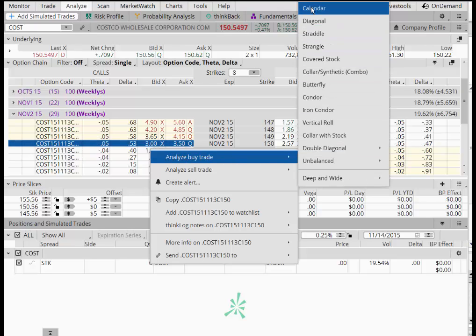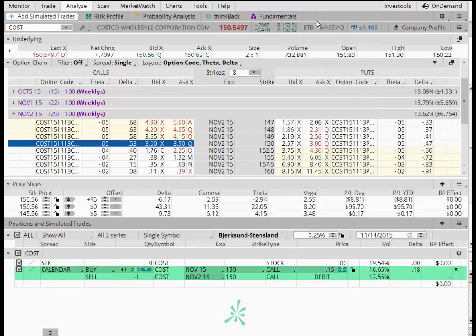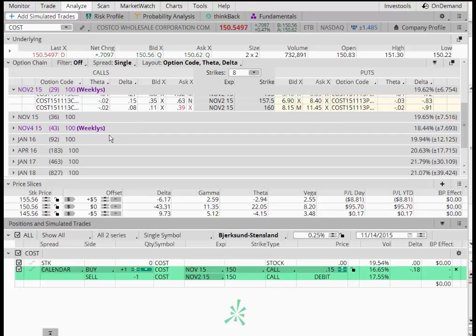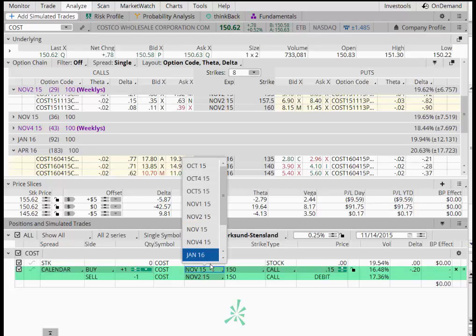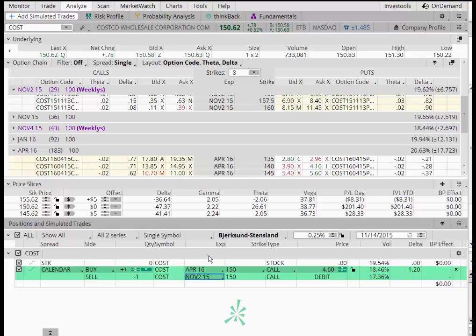I want to buy a calendar. Now I would like to go out about 6 months for the long side of my calendar spread, which would be the April series, and change this down here to April. And I see that I'm buying April 16 calls and I'm selling November 2 15 calls.